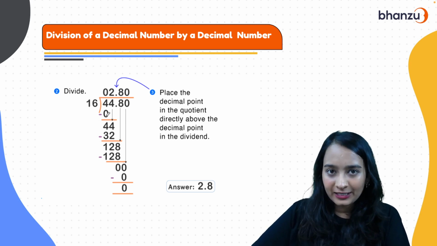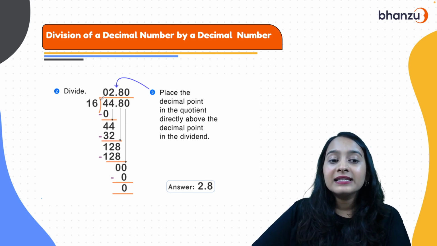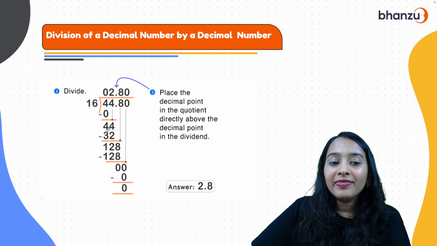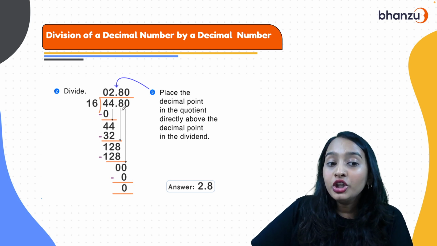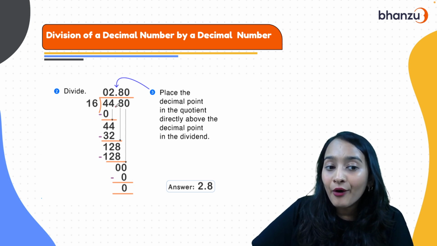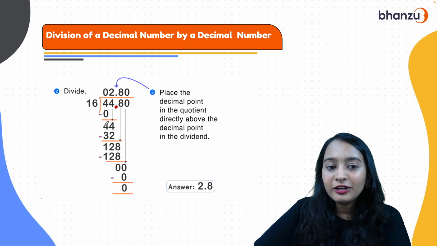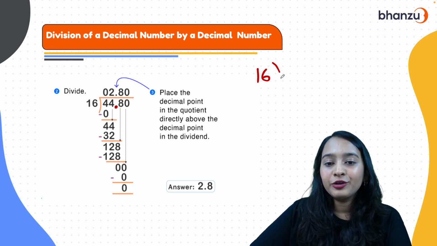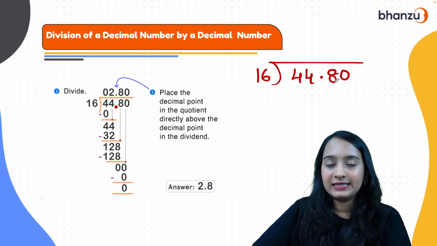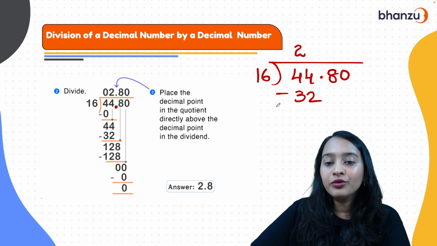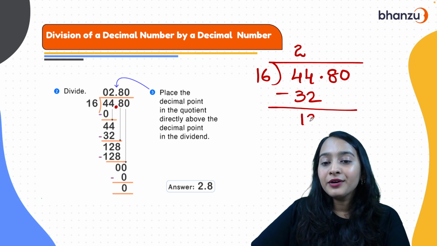16 zeros are 0, 4, and then 4 comes down. 16 twos are 32, and then the remainder is 12. You're bringing down a number after the decimal point. Carefully notice here. See, I'll divide it for you here. 44.80. 16 into 2 is going to become 32. Alright. So now here 12.